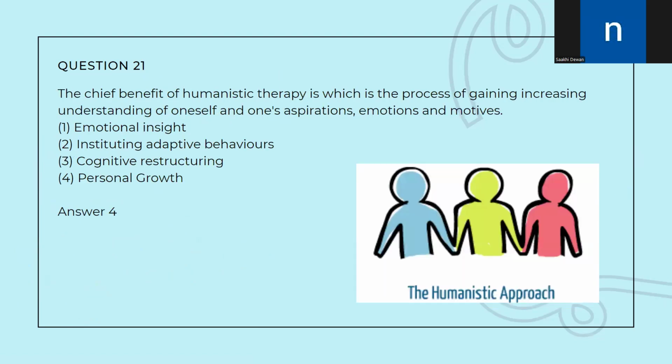Question number 21. The chief benefit of humanistic therapy is dash, which is the process of gaining increasing understanding of oneself and one's aspirations, emotions, and motives. So we know that the chief benefit of humanistic therapy is personal growth. Under this, the client is able to talk about their problems and the therapist merely acts as a facilitator. Eventually, the client arrives at the solutions to their own problems through a process of personal growth. Therefore, the chief benefit that the client achieves from humanistic therapy is personal growth. That is option number four.